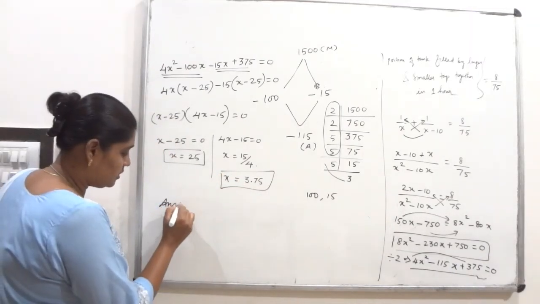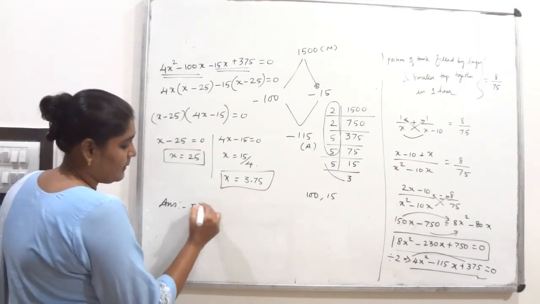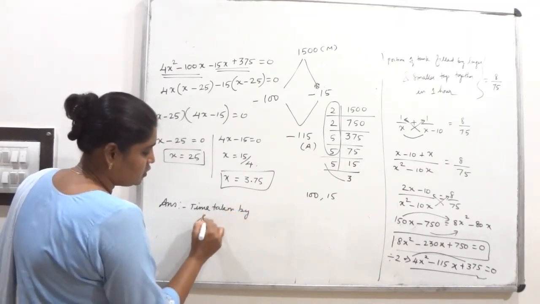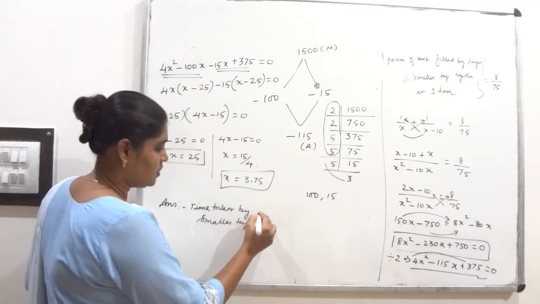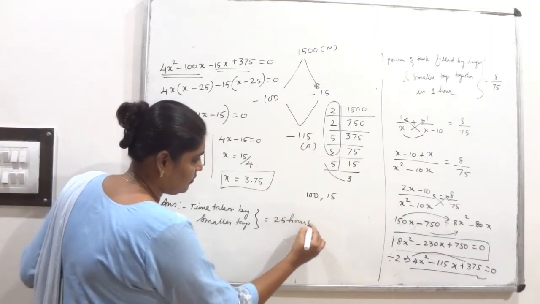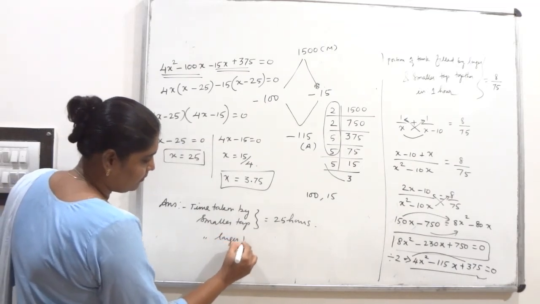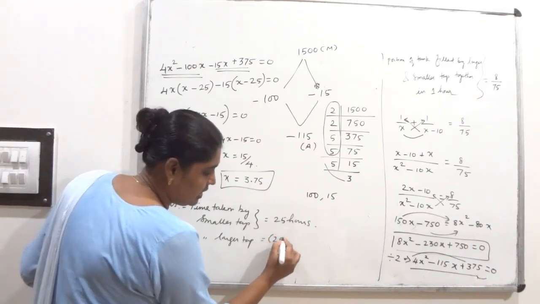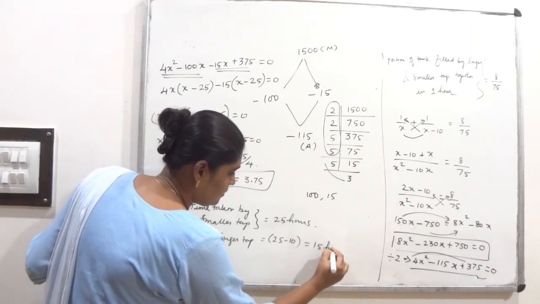Lastly, write the answer. Time taken by the smaller tap to fill the tank is 25 hours. Time taken by the larger tap to fill the tank is x minus 10, we have taken. That is 25 minus 10, so that is 15 hours.